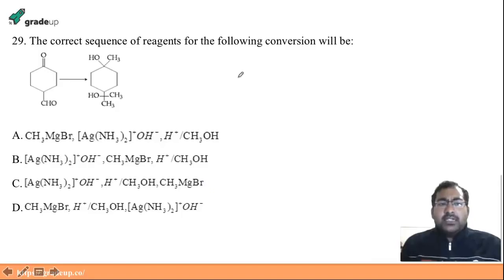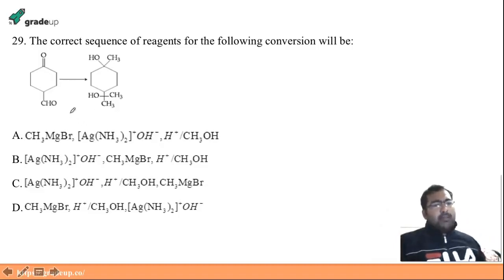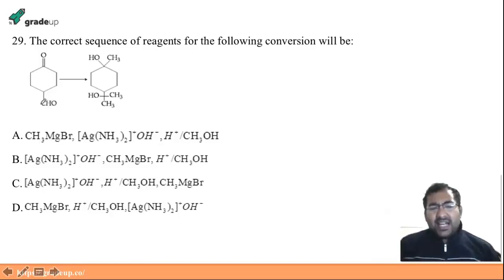You get one CH3 attached and then you get an OH. Is that true? Okay. And what happens when you use this Grignard reagent at this carbon? Right? You get one CH3 attached to this carbon. After that, can you get another CH3 attached? No, that's not possible. So starting with the Grignard reagent is not a good idea in this compound.